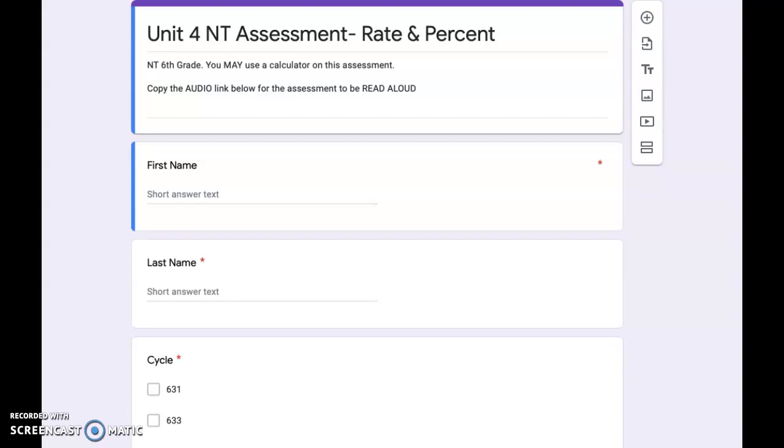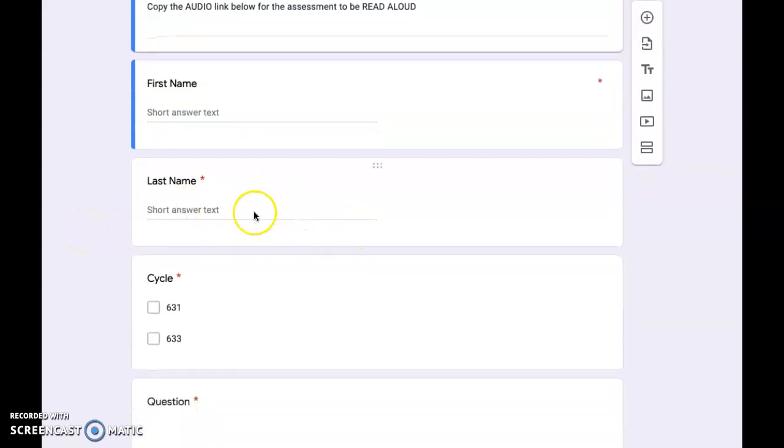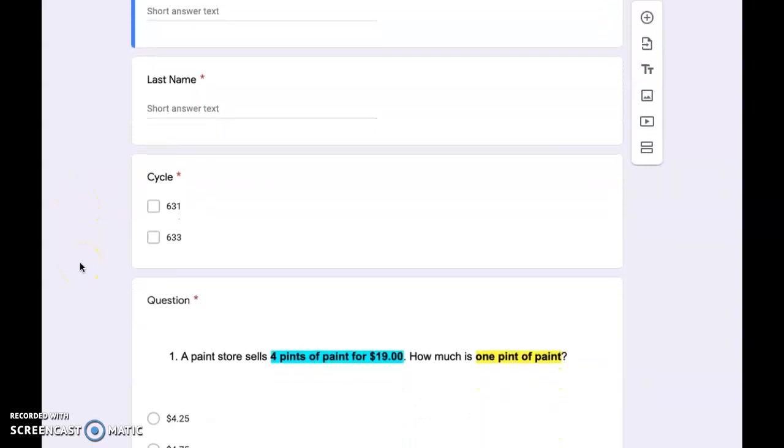Unit 4 assessment, rate and percent. You may use a calculator on this assessment. First, type your first name in the box here. Next, type your last name in the box here. Now you will select your cycle number.